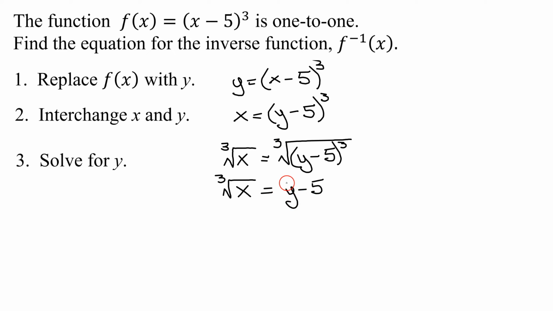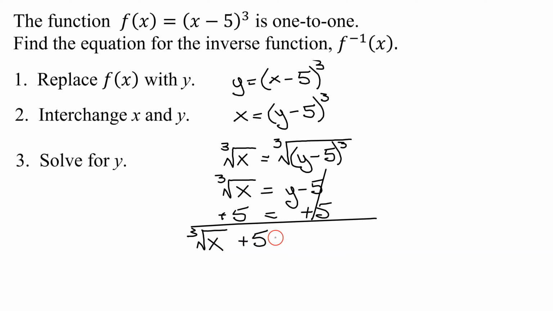So I've nearly isolated the y. All I have to do is add 5 to both sides of the equation. Be careful on the left-hand side. These are unlike terms. I cannot combine them, so I'm going to get the cube root of x plus 5. Notice the 5 is not underneath the cube root, equals y. So I finally solved it for y.